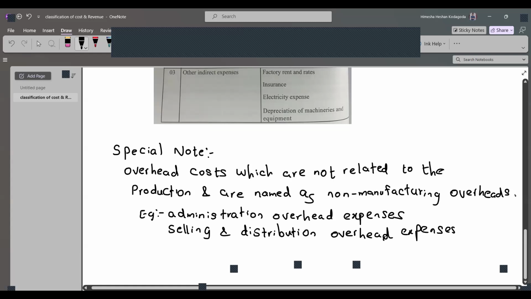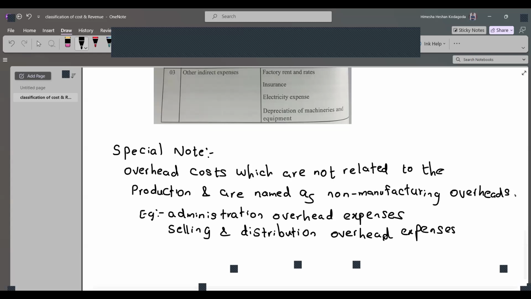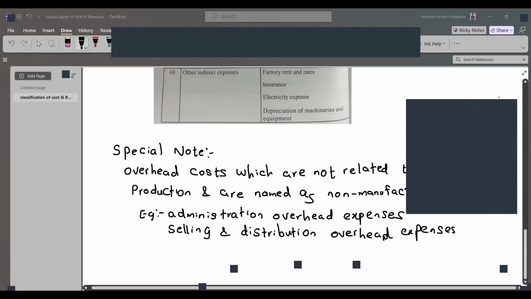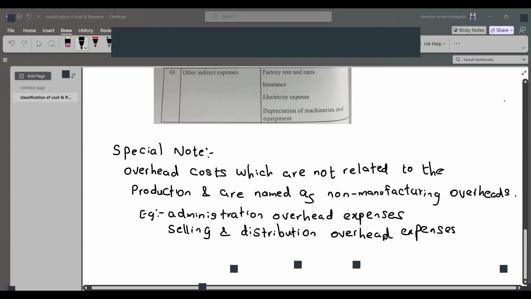For an example, think of a delivery motor vehicle driver's salary. You can't take it under indirect labor because it's after the production process. Is it clear to you guys? Send me a thumbs up. Or advertising cost, right? Once we advertise, likewise, it's not coming under those things.